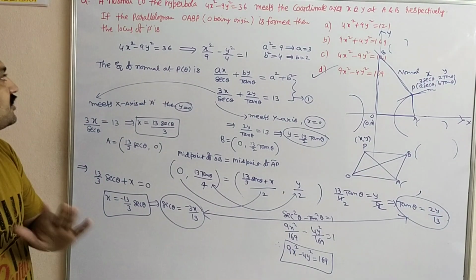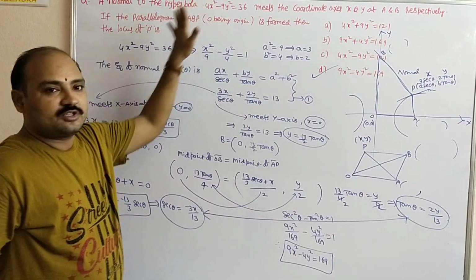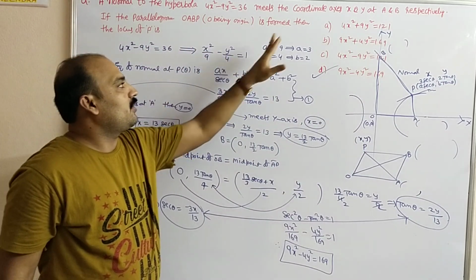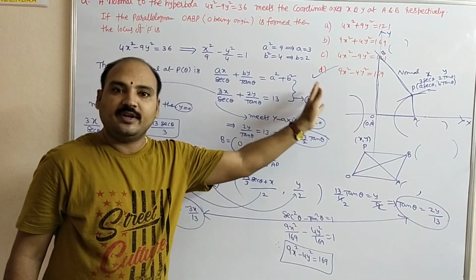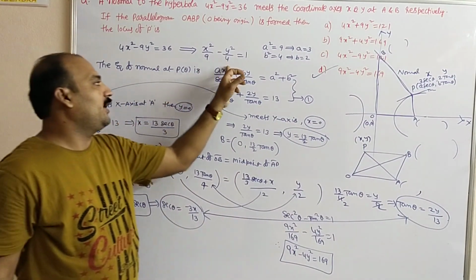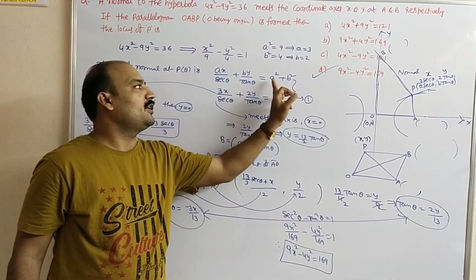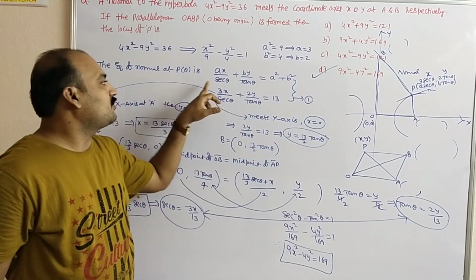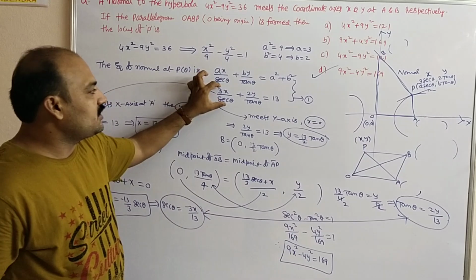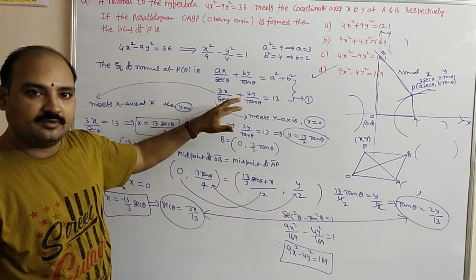So once again I'll repeat. First, if the equation of a hyperbola is given, you have to convert it into the standard form and write the values of a square and b square. The a, b values will come. The equation of the normal at P of theta is ax by secant theta plus by by tan theta equal to a square plus b square. Substitute the respective values of a and b, and a square, b square. This is the equation of the normal at P of theta.